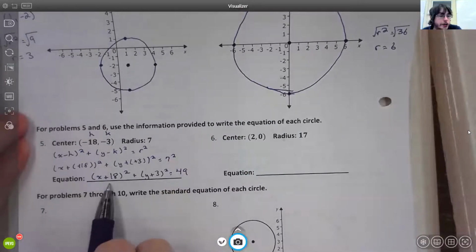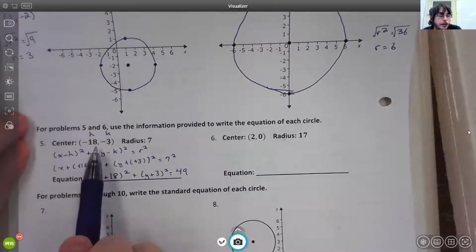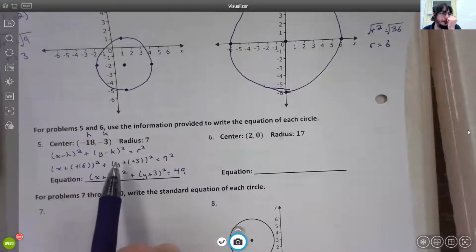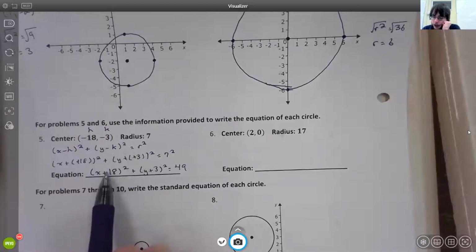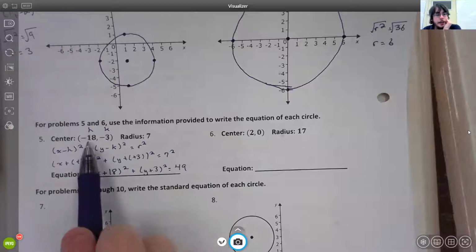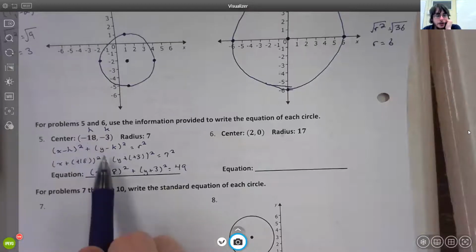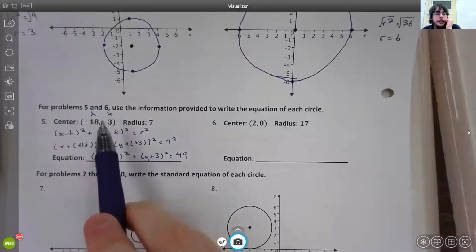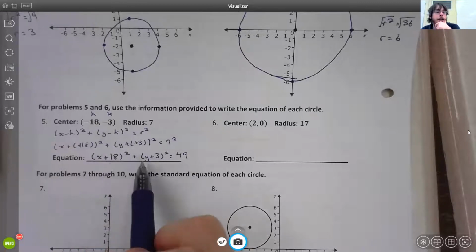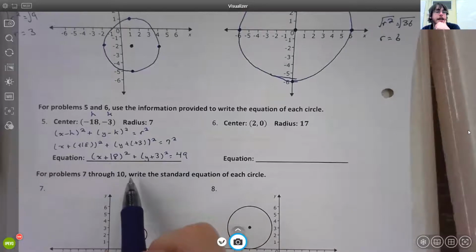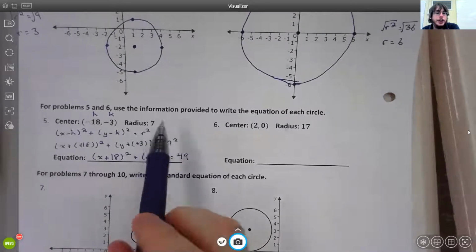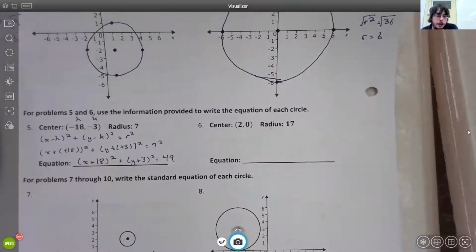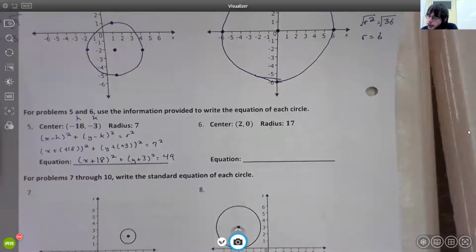You can double check yourself. Does your equation have opposite signs to the center? Here we have a positive 18. The center has a -18, so those are opposite signs. Here we have a positive 3. The center point was a -3, so that's opposite signs. And then, of course, is 7² 49? Yes, it is. So let's look at number 6.